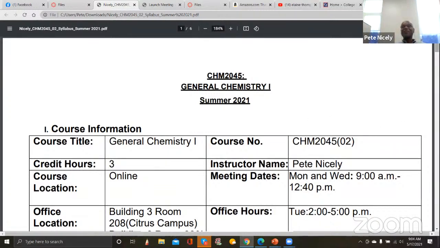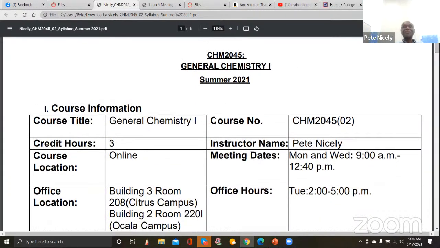As you can see on the very first page of the syllabus, there's some general information: the course title, the course number, number of credit hours, instructor name, and of course, this course would be located online, and we'll be meeting every Monday and Wednesday from 9 a.m. to 12:40 p.m. Of course, that's a long time to be sitting in front of a computer screen and listening to me go on and on about chemistry.